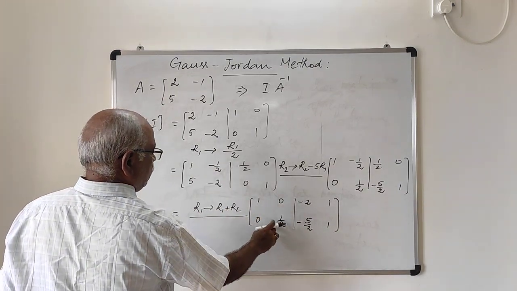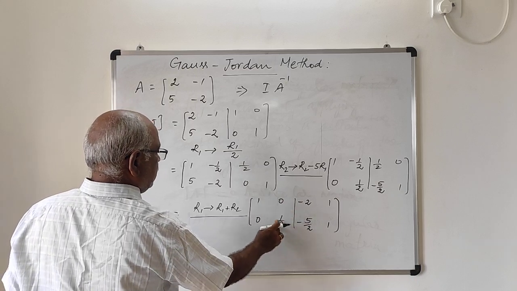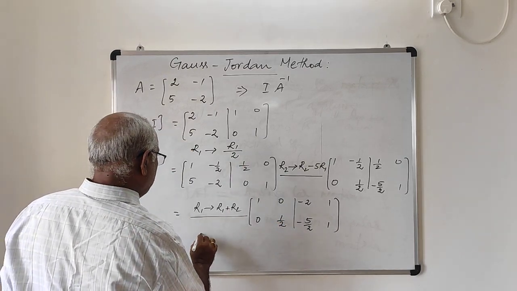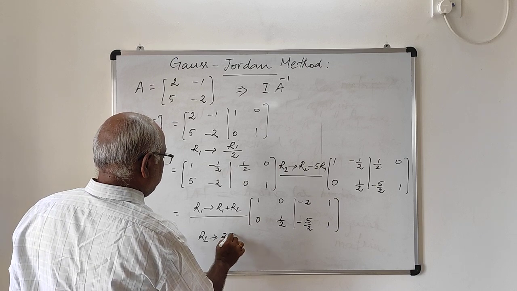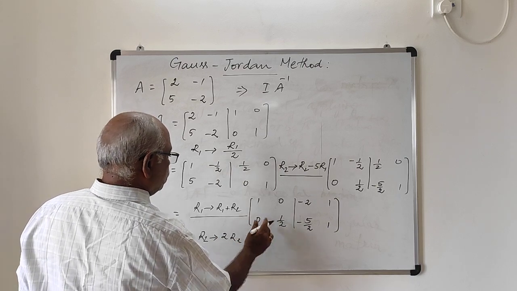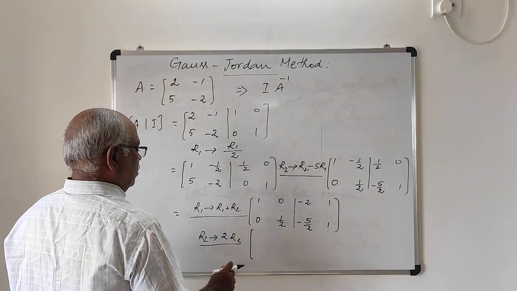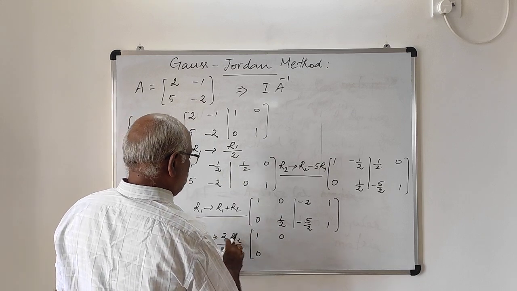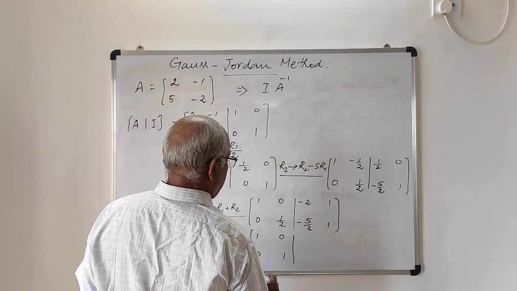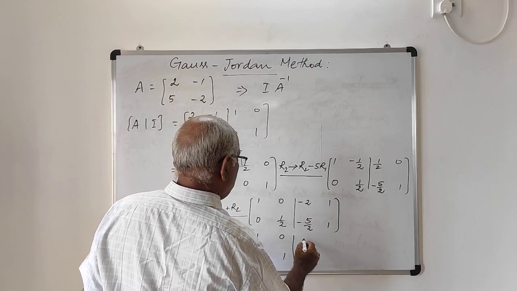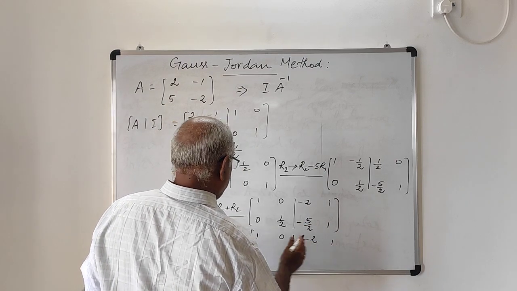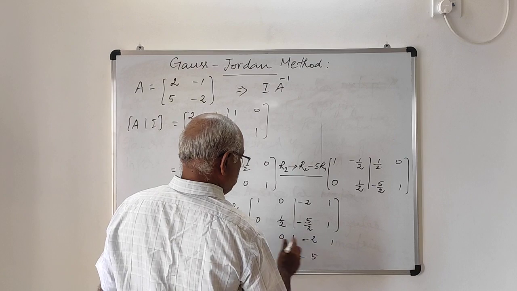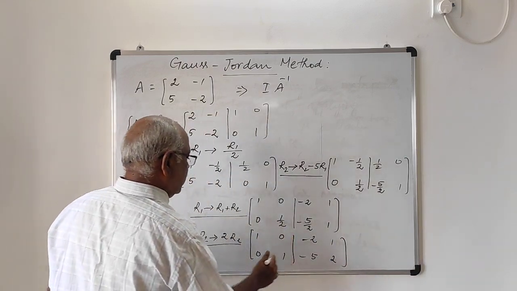Now, the second row, second element, second column will become 1. Therefore, you have to multiply R2 by 2. R2 is 2 into R2. 2 into half is 1. 1, 0 as it is. 2 into 0, 0. 2 into 1 by 2, 1. And minus 2, 1 as it is, you write. Minus 5 by 2 into 2 is minus 5. 1 into 2, 2. So it becomes identity 1 0 0 1.